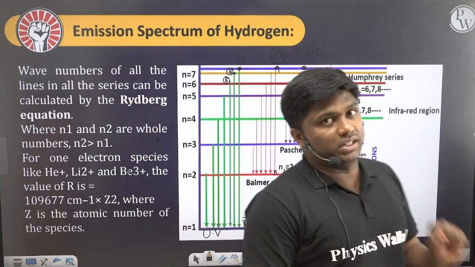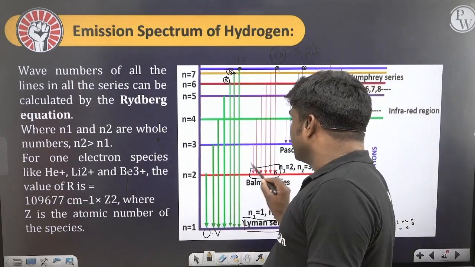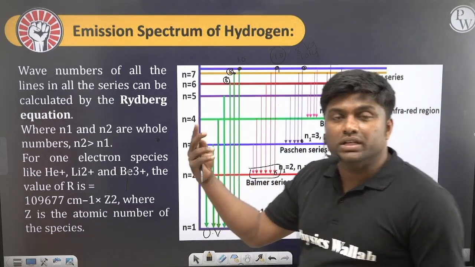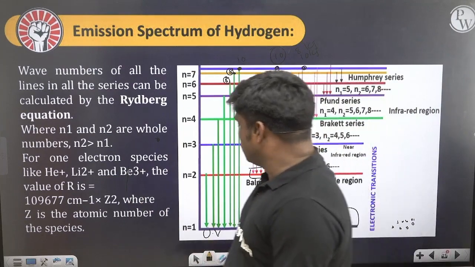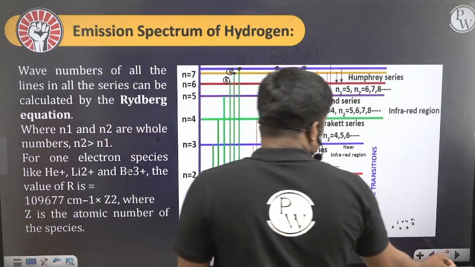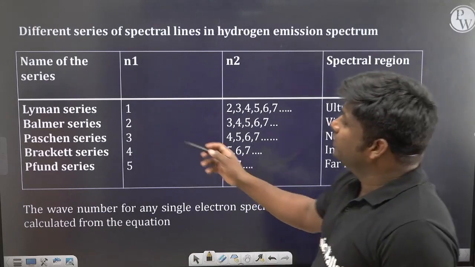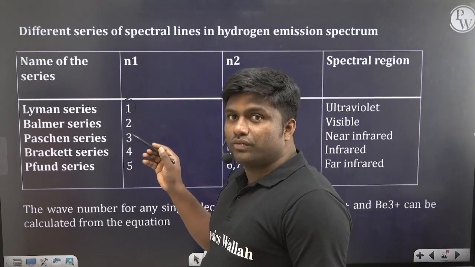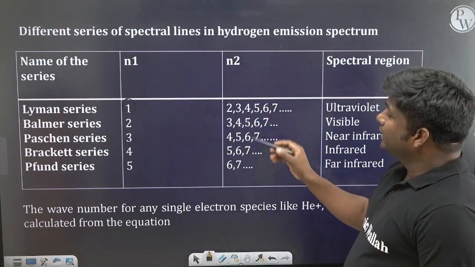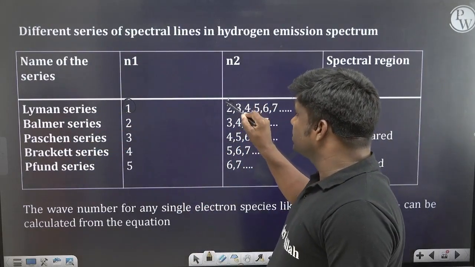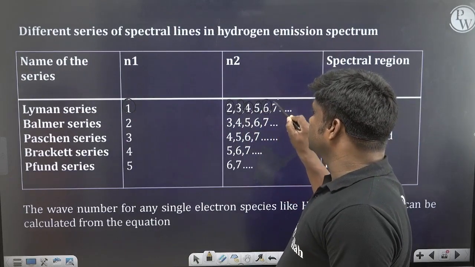And now the Balmer series. The electrons coming into the Balmer series, where do they come from? From any higher level, to which level do they come? They come into the second shell. In the Lyman series, n1 is what? In the Lyman series, n1 is 1. It means the electron will come from any higher energy level to the first level. But the higher energy electron will be coming from the second or third or fourth or fifth or sixth or seventh.